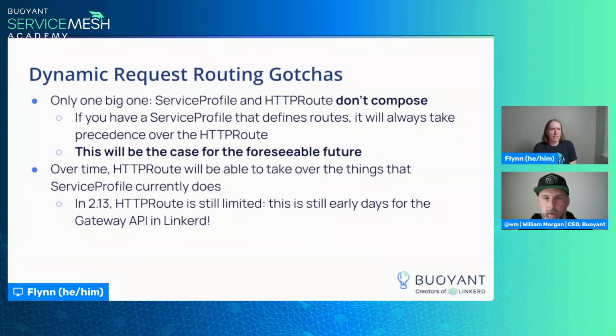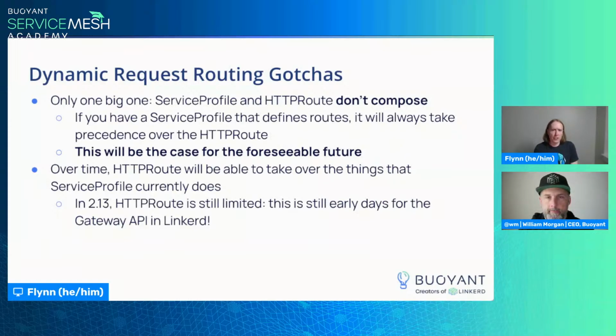Gotchas. All right. Flynn, you want to talk about the gotcha? Yeah. So William mentioned that service profile is going to be around for a little bit. And the biggest gotcha with the dynamic request routing in 2.13 is that the service profile and HTTP route do not compose. So having an HTTP route that routes traffic to something and then a service profile does other things to it doesn't really happen. If you have a service profile that defines routes within it, it's going to win over the HTTP route. And this will be the case for the foreseeable future.